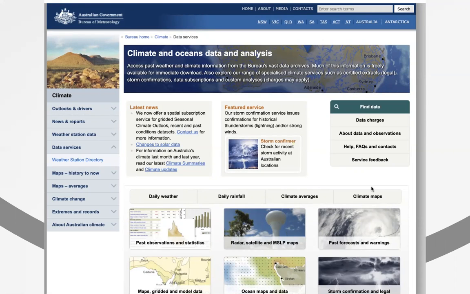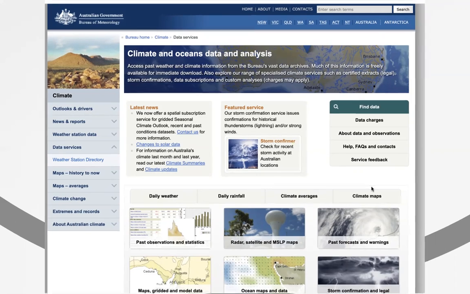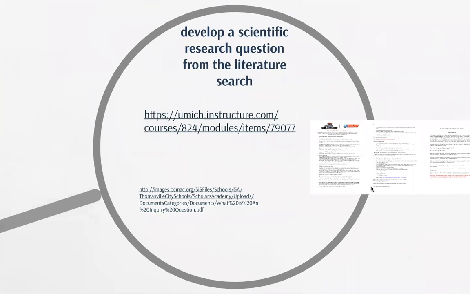NASA has, I think, all of its data available. This idea of open source data is becoming more predominant in thinking. But what you can do is, if you've had a look at the data that's already known, you can then develop a research question.